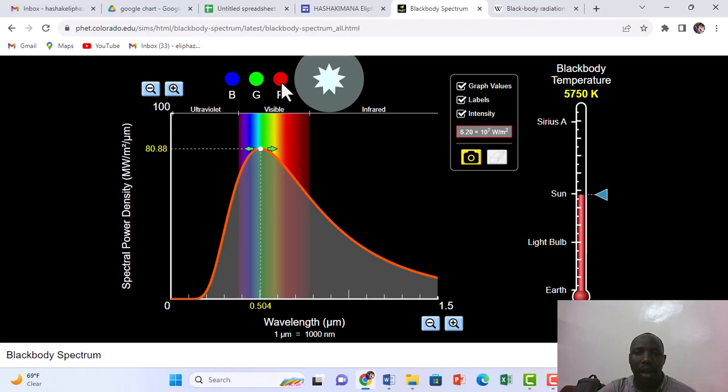This is how PhET simulation is used. Thank you very much. This is one of the examples I have given about the explanation of black bodies.